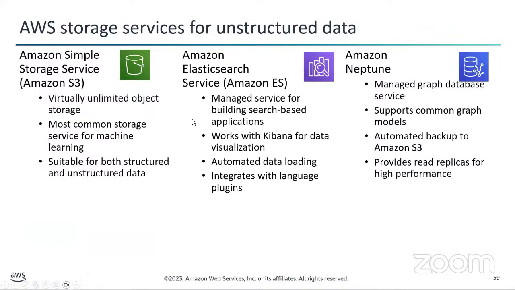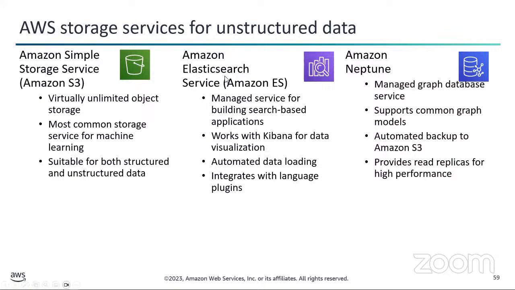So these are some AWS services for storing data. S3, as I told you, Simple Storage Service, is the most common. It gives you virtually unlimited object storage. It is called object-level storage, so every document is basically an object. It's the most common storage service for machine learning and is suitable for both structured as well as unstructured data.